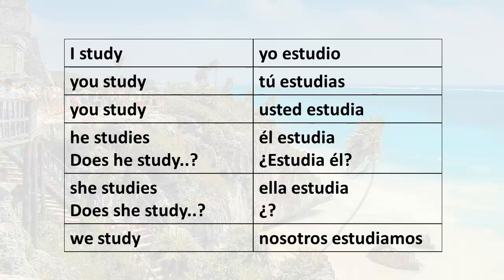In our previous lessons, we learned how to say I study, yo estudio, you study, informal you, tú estudias, you study, the formal you, usted estudia, he studies, él estudia, the question does he study, estudia él, she studies, ella estudia, and we study, nosotros estudiamos. So in this lesson, we're going to look at this one here.